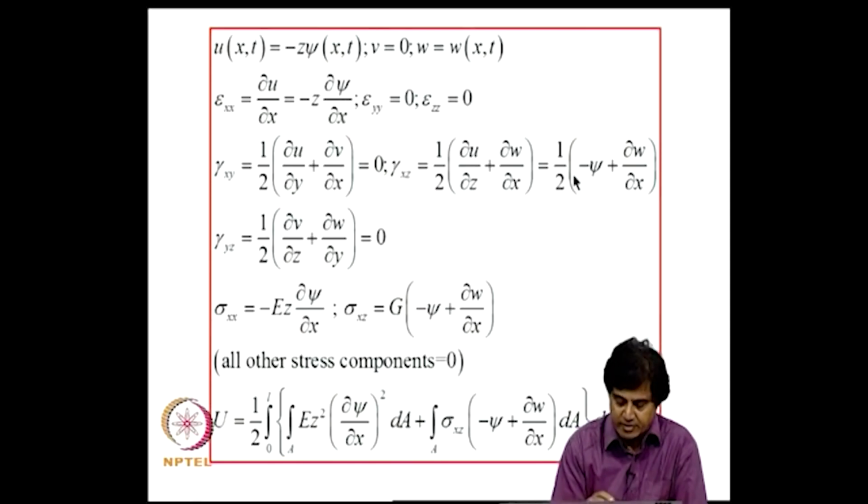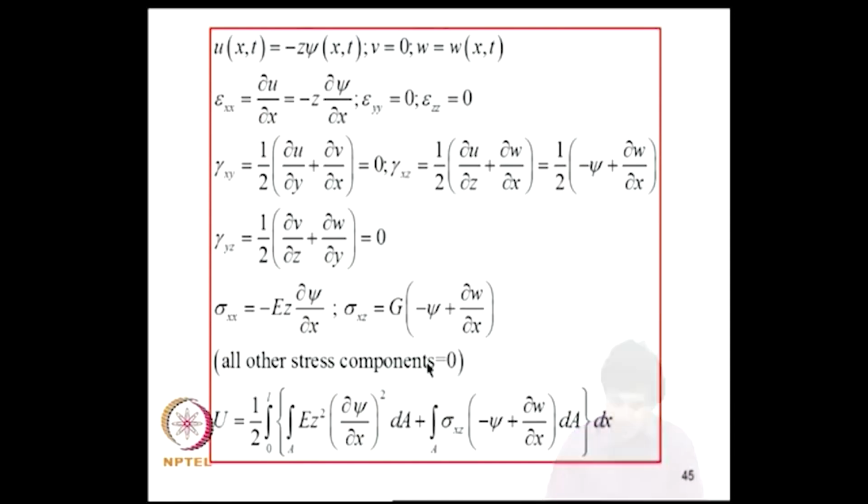So, the stress components are therefore sigma xx is given by this and shearing stress sigma xz is given by this. All other stress components are 0. Therefore, now in the expression for strain energy I will have contribution from sigma xx and sigma xz and the associated strains epsilon xx and gamma xz. So, if you write that I will get this as the expression for the strain energy. The first one is due to the sigma xx, the second one is due to the shearing.